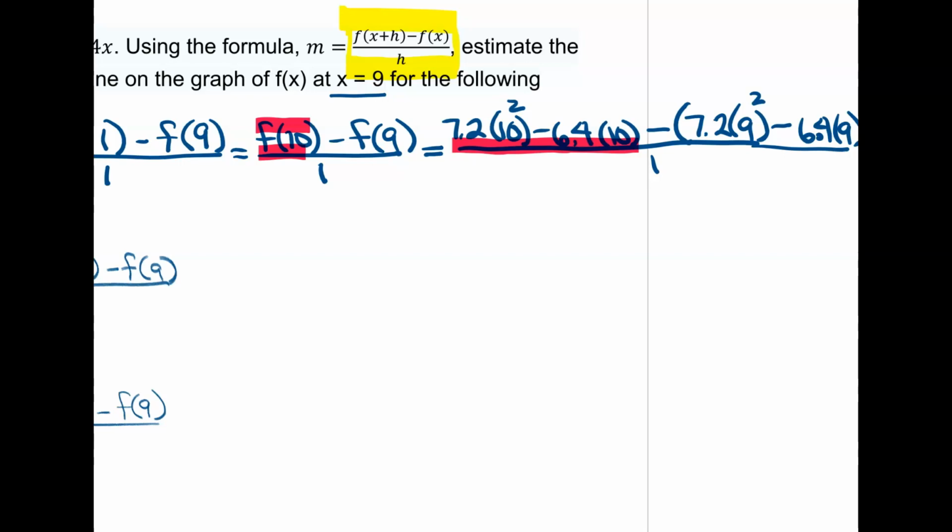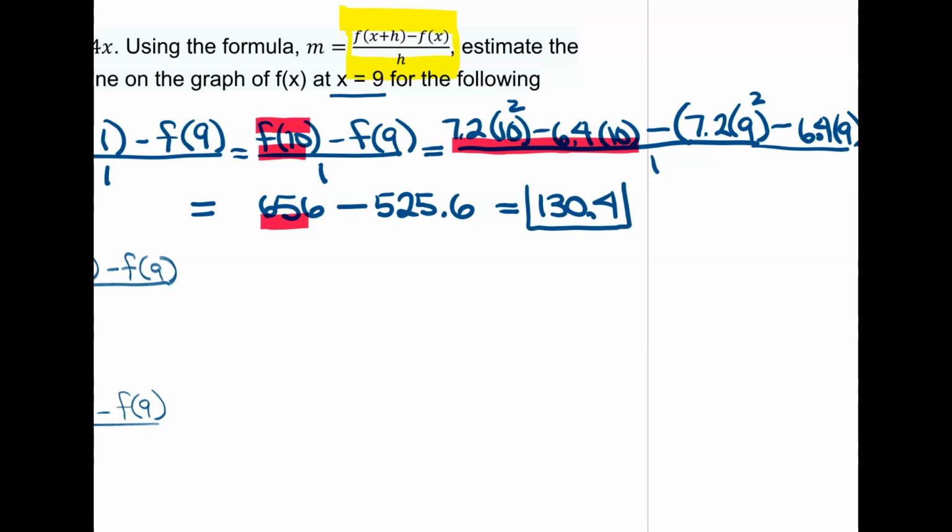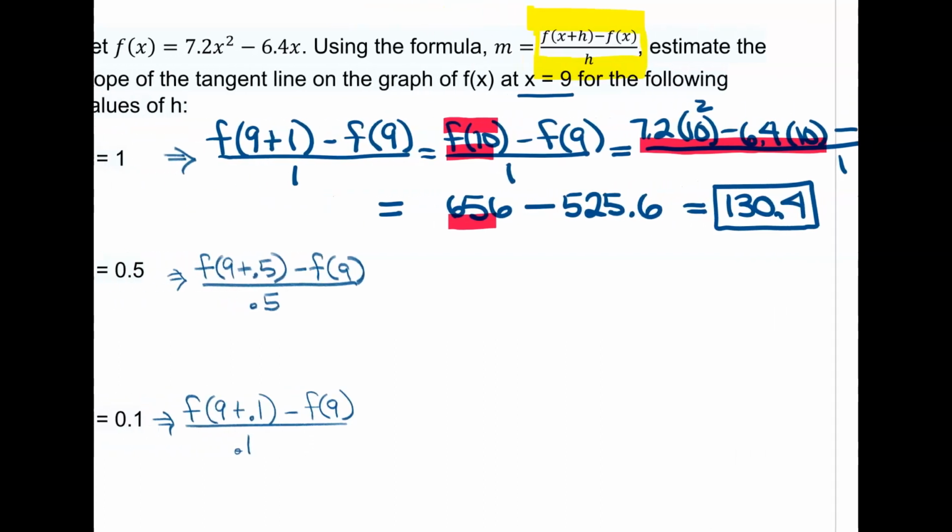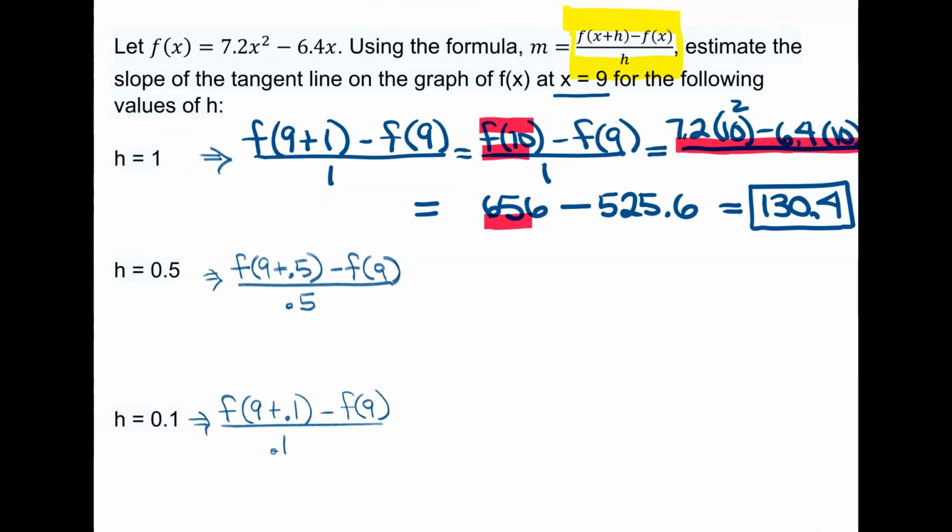Working that out, you pull out your calculator and type in all that, and f of 10 gives you the value 656. So that's our f of 10. Then we plug 9 into the function, and that gives us 525.6. So f of 10 minus f of 9, divided by 1, gives us 130.4. This would be the estimate for our slope of the tangent line at 9. But we can do better.